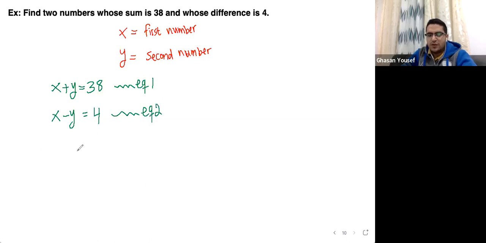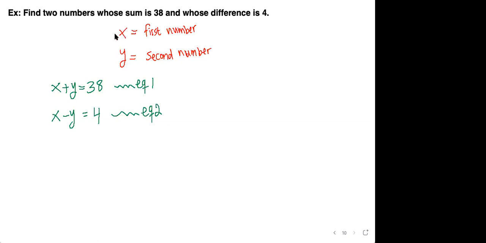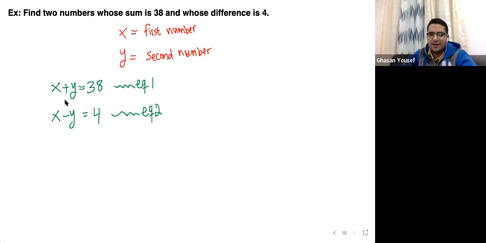Now, which method would you like to use? Elimination would be easy here. Yes, exactly, elimination, because the coefficient of y here is 1 and the coefficient of y here is minus 1, so it will be easy. So step number 1 is done. Step number 2, we have to add both of the equations. x plus x is 2x, plus y minus y is 0, and 38 plus 4 is 42.